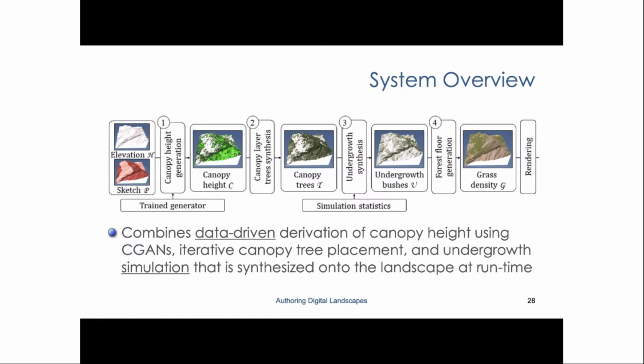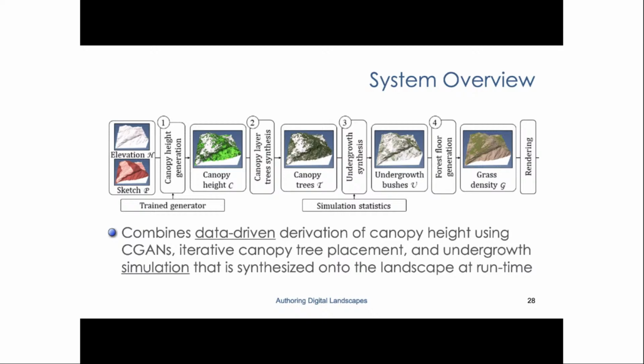Once that is in place, we need to specify the position of individual trees that match the canopy height. And we use an iterative Voronoi-like process to achieve that. That, of course, doesn't completely define an ecosystem, because an ecosystem doesn't just consist of the canopy, but also requires undergrowth and grass. For undergrowth, we have a pre-processed simulation that we draw on, and that allows us to map from the canopy plants and species to the particular undergrowth that might appear in those areas. Finally, the grass is placed and there's a post-processed render.